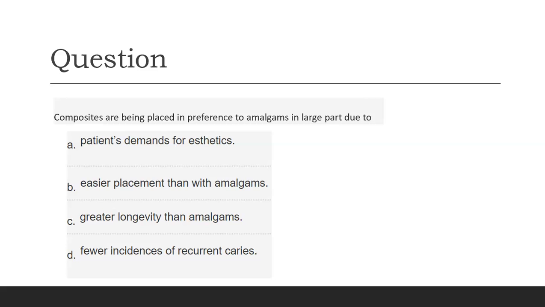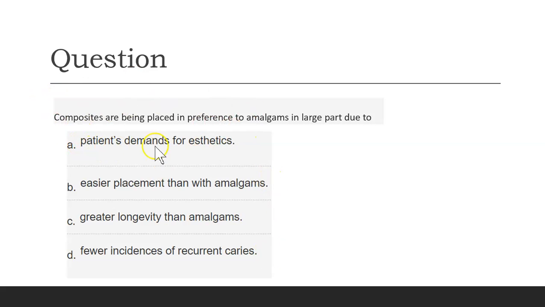Okay, let's look at restorative now. Composites are being placed in preference to amalgams in large part due to what? Due to patients' demands for aesthetics, due to easier placement with amalgams, due to greater longevity than amalgams, or due to fewer incidences of recurrent caries. Why are composites placed more than amalgams?